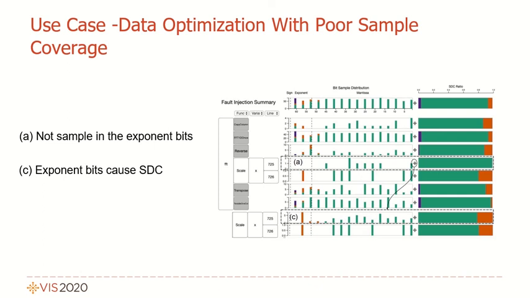Fault injection can randomly inject errors into a program's computation. This stochastic process introduces a problem: some program components do not have balanced sample coverage, and the resiliency conclusion about them will be problematic. Our system enables users to optimize the data online during the analysis.